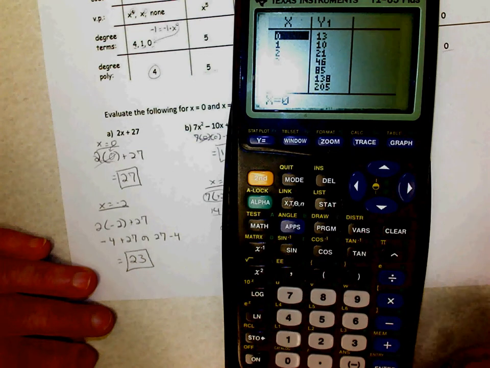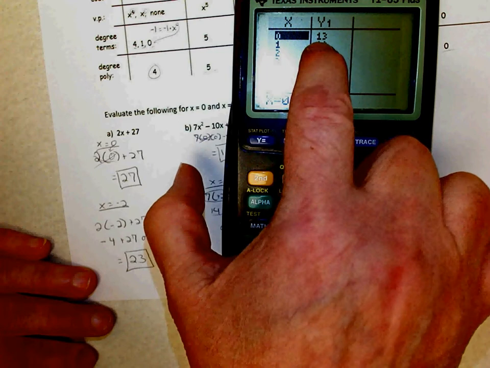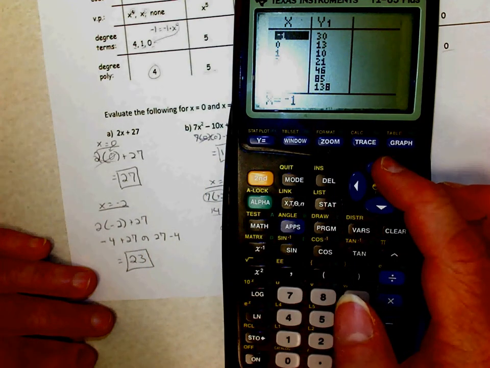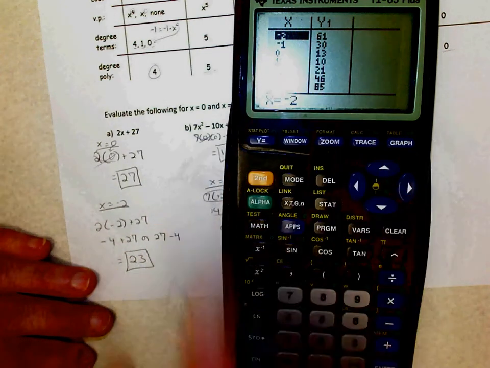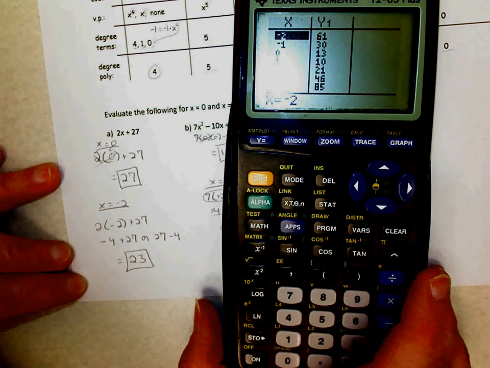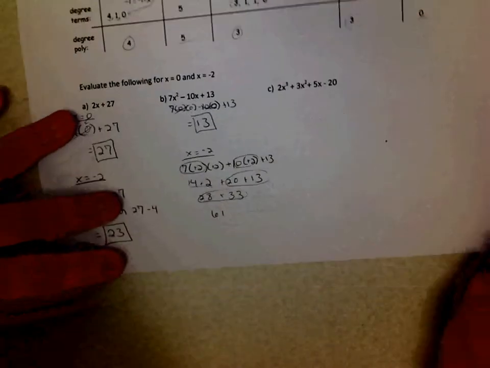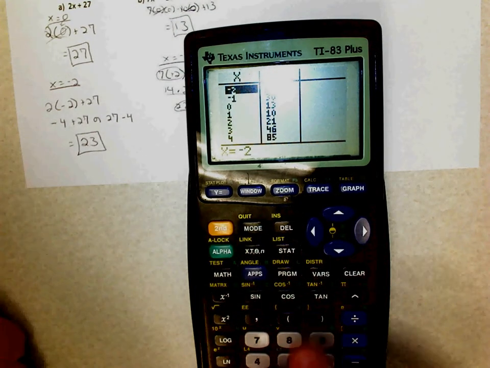and at 0 your answer here is 13, and if I arrow up to negative 2, hot dogs, there you go, 61. So this is seriously a big shortcut. So let's use this really nice shortcut for the last one.